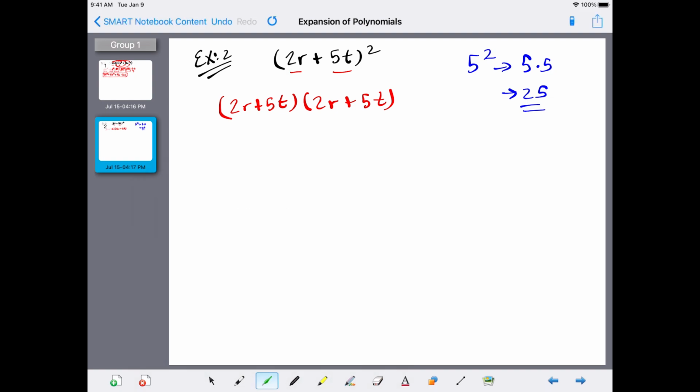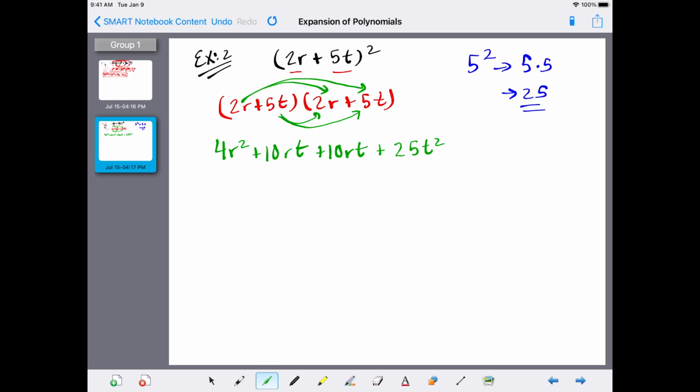where we multiply each term in the first binomial by each term in the second one. So we're going to go like here and here. So 2r multiplied by 2r is 4r squared. 2r multiplied by 5t is going to be 10rt. And then we have to multiply the second term by each of the terms in the second one. So 5t multiplied by 2r is another 10rt. And then 5t multiplied by 5t is going to be 25t squared.